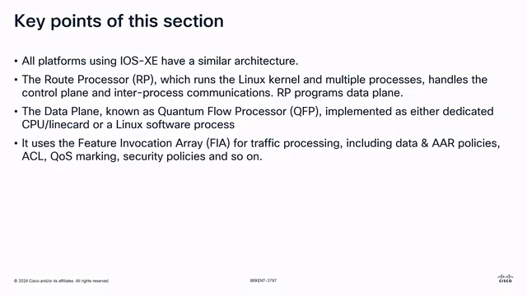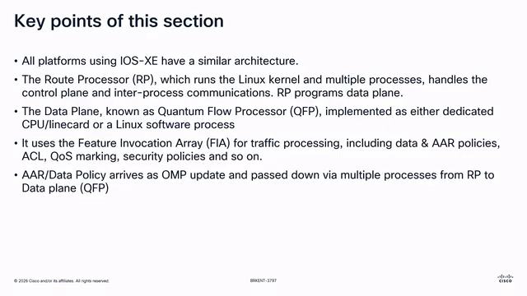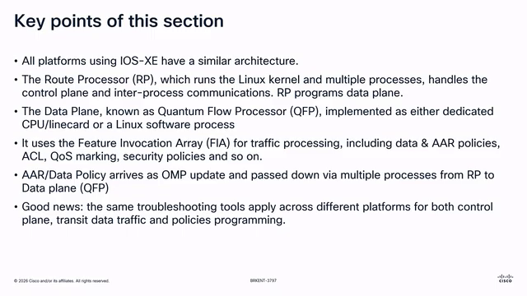And all features are implemented as a feature invocation array. If you remember when we were talking about the packet trace, there were features. Every feature, like data policy is a feature, forwarding is a feature, application-aware routing is a feature, and so on. So, the feature invocation array. This is a set of steps which we need to execute while traffic is passing through the data plane, right? So the application-aware routing or data policies arrive as an OMP update, run through all of those multiple processes from RP towards the data plane, and program it on the data plane. The good news, we use the same troubleshooting tools and techniques on all of the platforms, right?